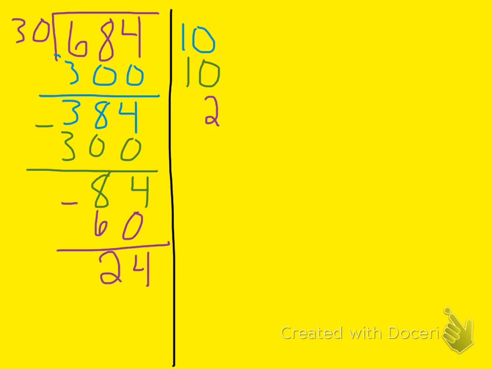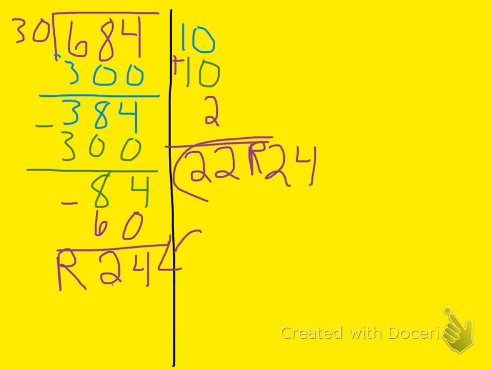Now 30 cannot fit into 24 because 30 is larger than 24. Okay, so that tells me that my remainder is going to be 24. I move over to the right side and I add these up. 10 plus 10 plus 2 is 22 with a remainder of 24. Remember, remainder just means what's left over.